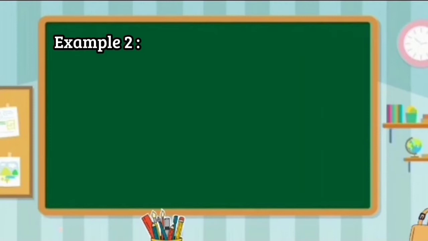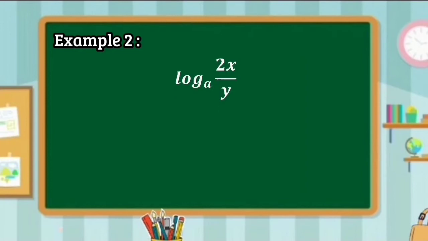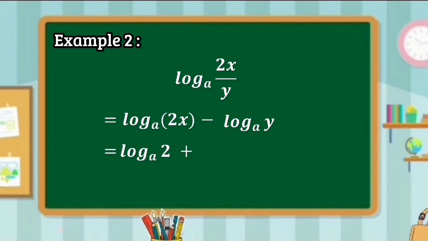Example 2. Expand log of 2x over y to the base a. Making use of logarithm of a quotient, we have log of 2x to the base a minus log of y to the base a. We could still expand the expression. Making use of logarithm of a product, we have log of 2 to the base a plus log of x to the base a minus log of y to the base a.